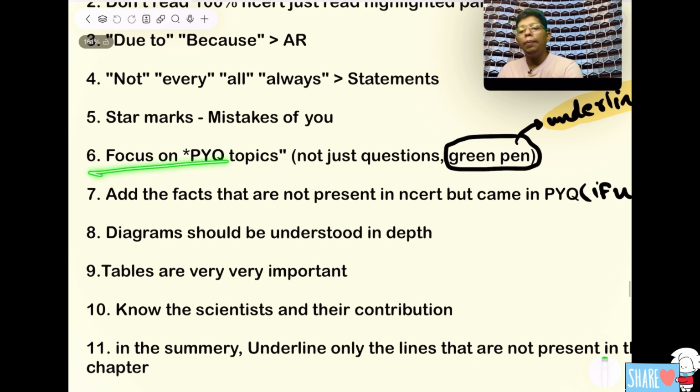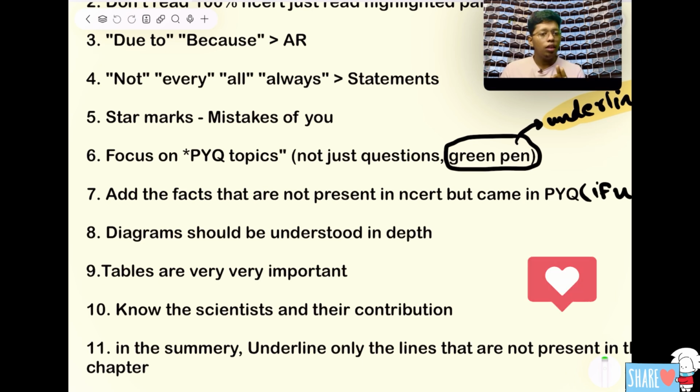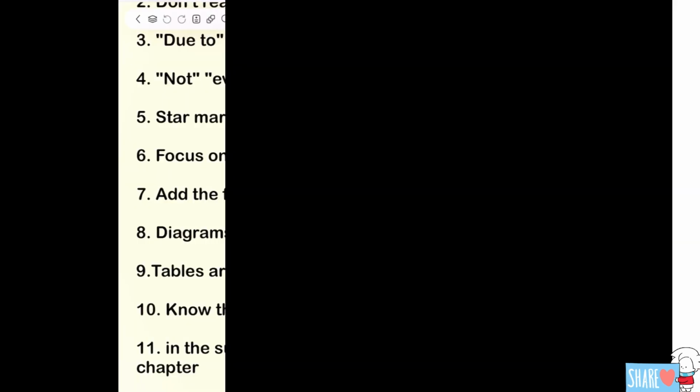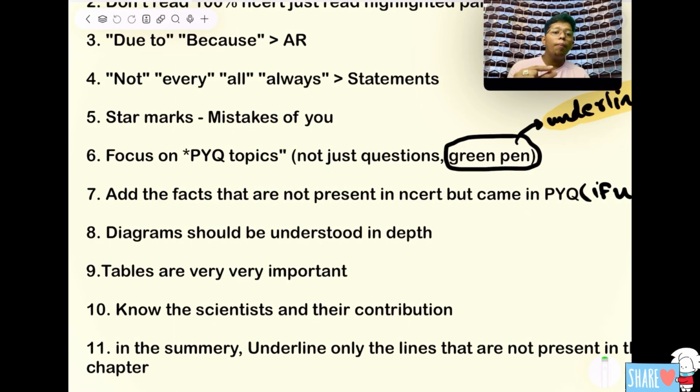Next is focus on PYQ topics, not just the question, with a green pen. What is the meaning of it? Somebody may also mark PYQ questions, but the point is not just seeing the PYQ question, getting the answer correct, and marking exactly the line that matches the PYQ answer and going. It will not give you the benefit of marking the PYQ. How you should mark it: not just the lines given in the PYQ answer. Whichever topic the PYQ asks about, underline that topic with a green pen and keep it. In that topic, there is a high chance that a question may be asked. Very, very important. I am saying very clearly, definitely you should do this.